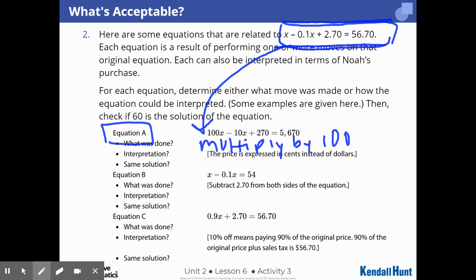And so then this third question, the same solution, this is where we want to check. We need to check if 60 is still a solution to the equation. So what that means is I'm going to plug 60 in for x here and here and check and see if it equals 5,670. And you're going to do that in each of these cases for these different ones, because we want to know, is it the same solution when I do that move? Some of these moves are going to work, some of them are not. So you're going to do that for A, B, C, D, E, and F. And then you're going to tell me on the open response which ones worked and which ones didn't.